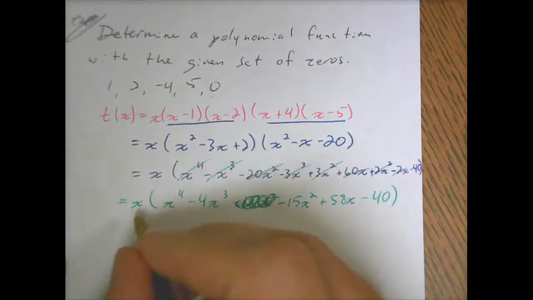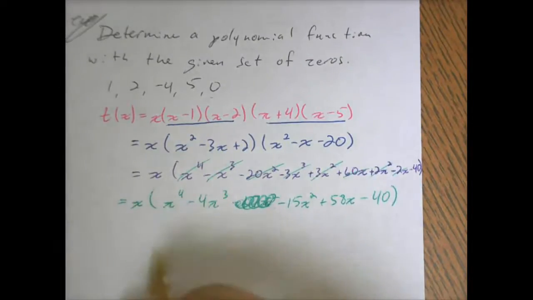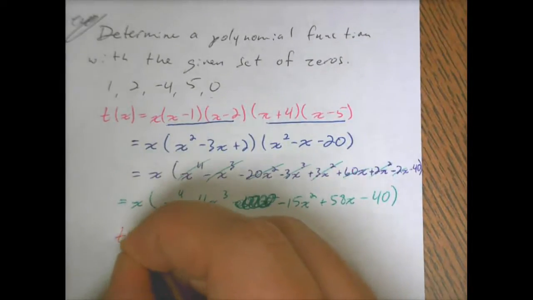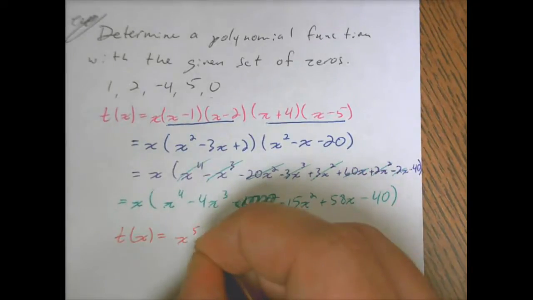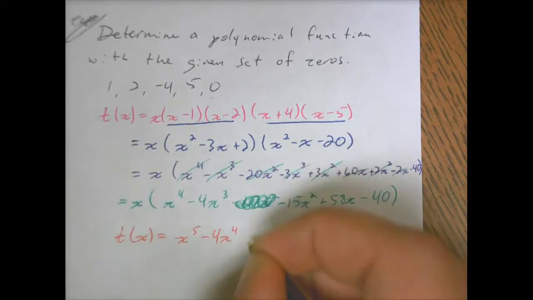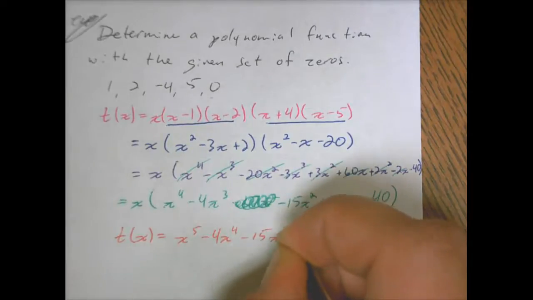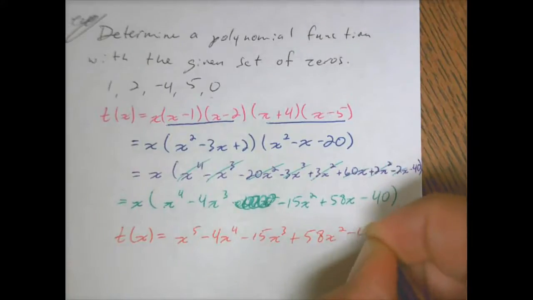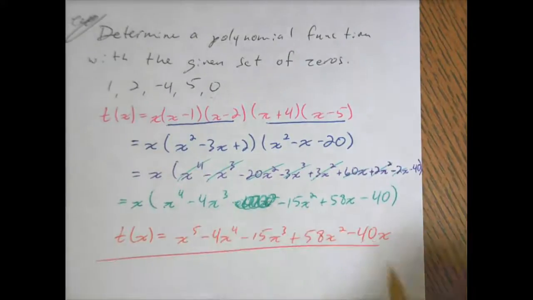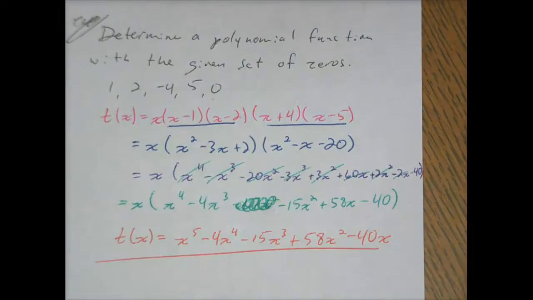It doesn't matter. Okay, then you can just distribute the x's. So in the end, I'll write my function t of x equals x to the fifth minus 4x to the fourth minus 15x cubed plus 58x squared minus 40x. Yay. Super long, super fun.